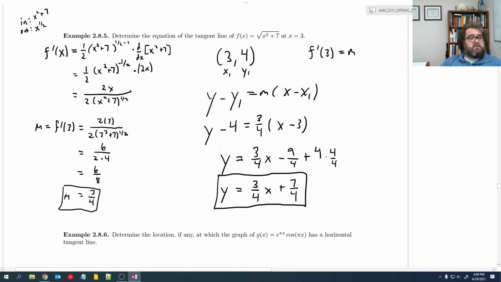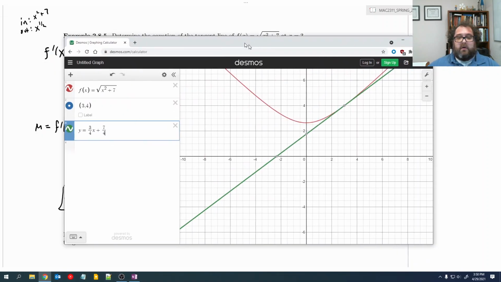Let's check ourselves. Here, I'll get Desmos. So the original function was f of x equals square root of x squared plus 7. And we had the point 3 comma 4. And we said our tangent line equation was y equals 3/4 x plus 7/4. Looks like we have a winner.